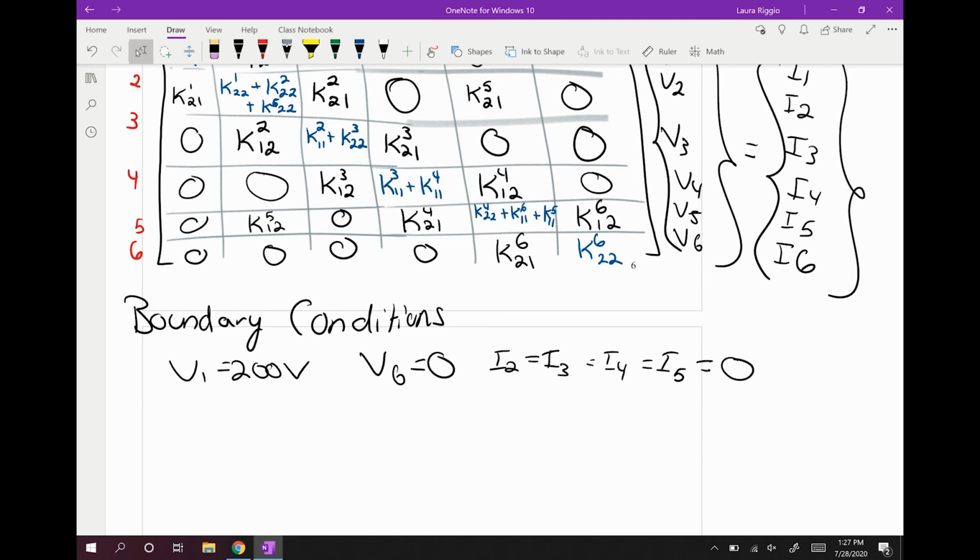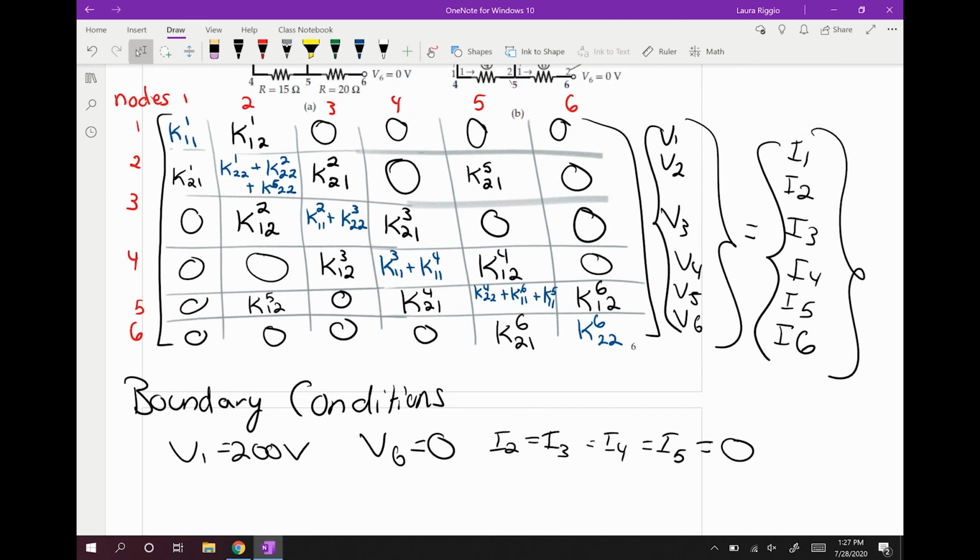So now we have to condense our system down. To condense our system down, I want to get rid of rows and columns where I know things. So I know V6 is 0, and I know V1 is 200. So I want to get rid of column 1 and column 6. I also know that my currents 2 through 5 are 0. To keep my matrix square, I'm going to get rid of equation 1 and equation 6. So I'm going to solve for my unknown voltages before going back and solving for my unknown currents.